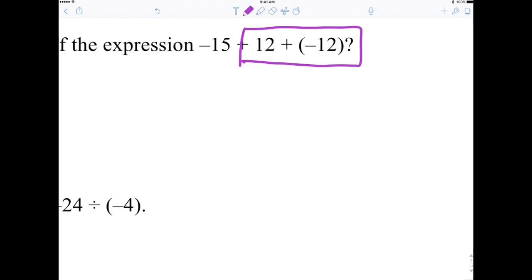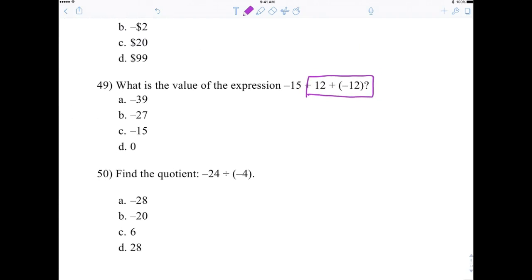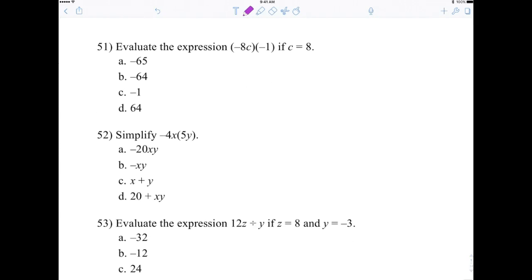So that's the easiest way. All right. Would you be wrong if you did negative 15 plus 12? No, you wouldn't. All right. So in this case, the correct answer had to be C. C, right? You're right. Negative 15. All right, let's look at 51.